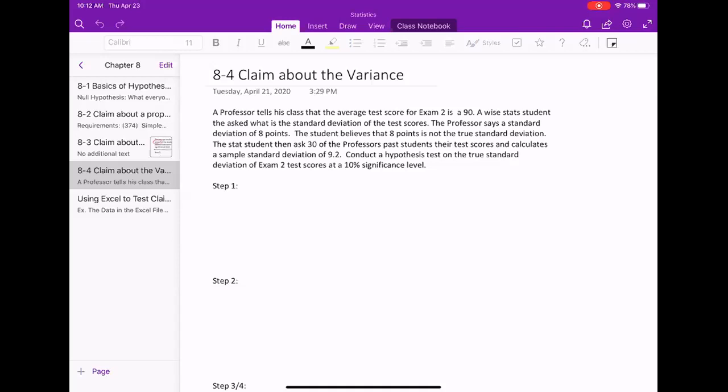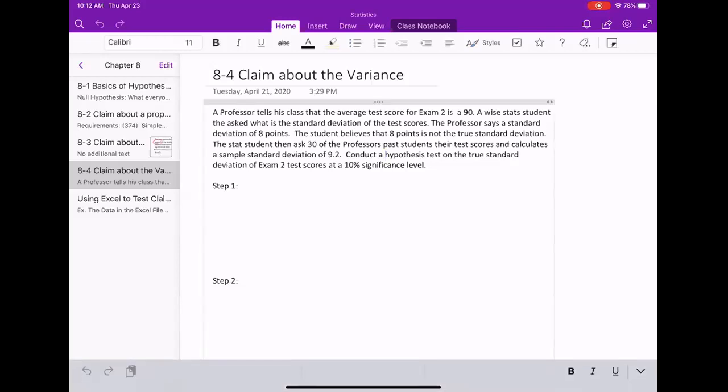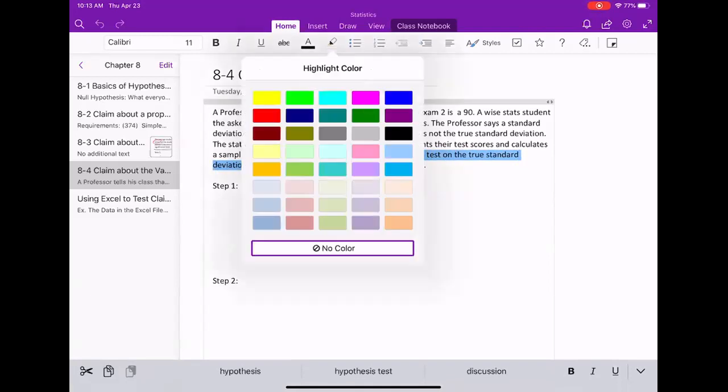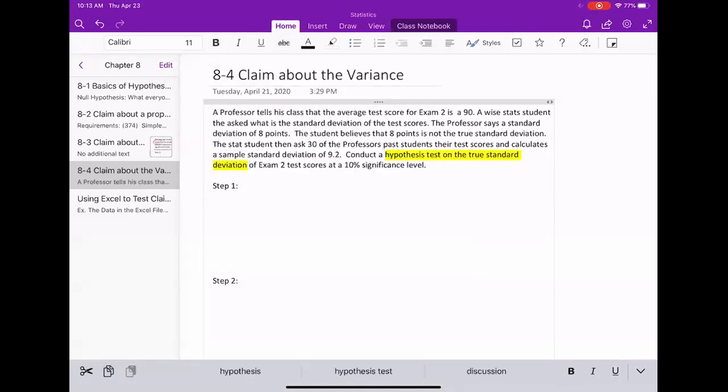So, where are the key words here? Wouldn't the keyword be average? No. There's the phrase hypothesis test on the true standard deviation. That tells me right there what type of problem I'm doing. So it's a hypothesis test on the true standard deviation. So I go to step 1.